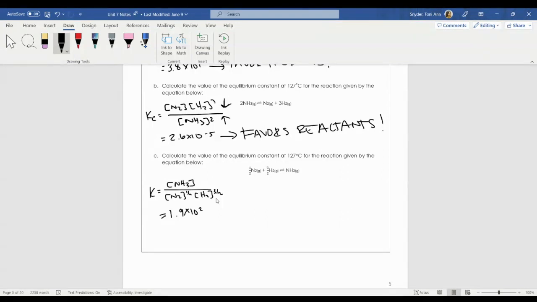So I still have a very large value. I have a high value for K. It's greater than 1. Because this value is greater than 1, we could say that this particular reaction is going to favor the products. My concentration of products is very high relative to my concentration of the reactants. If this number is very high and this number is very low, that means my value for K is going to be large.